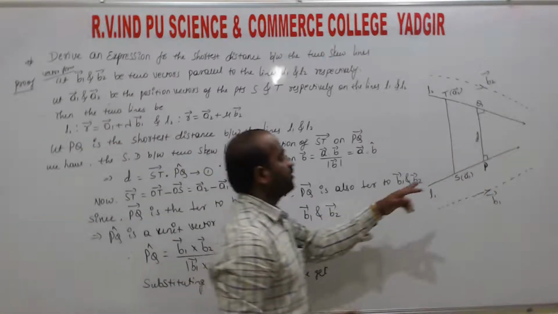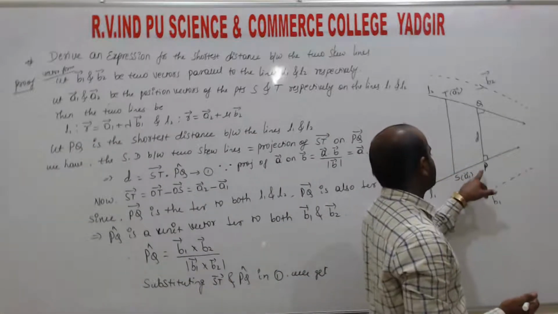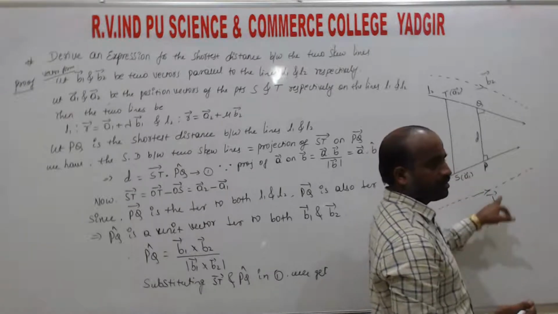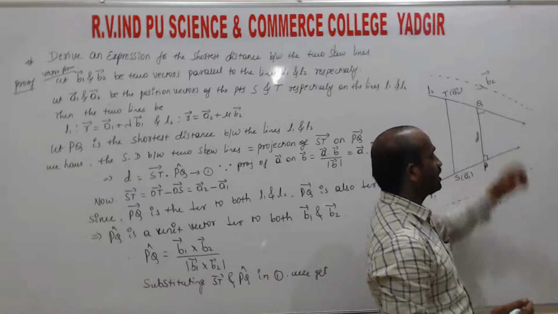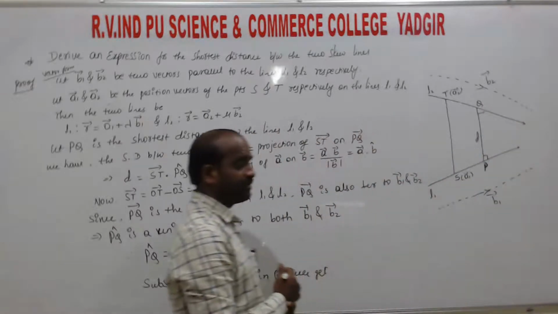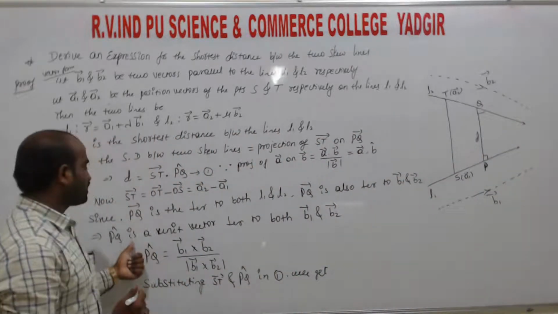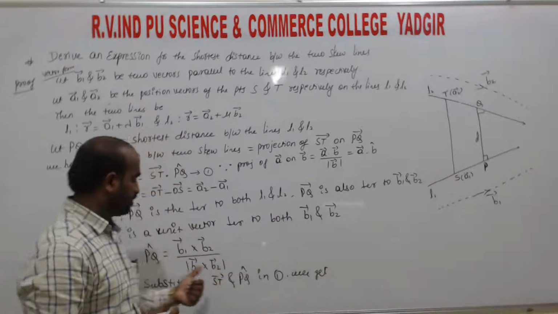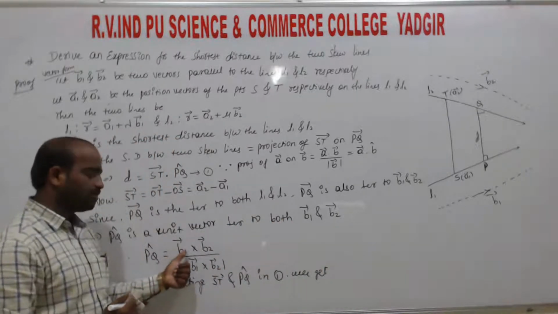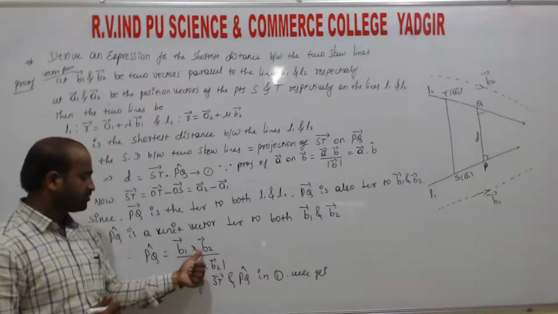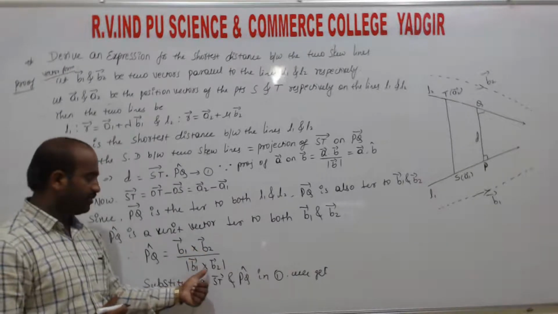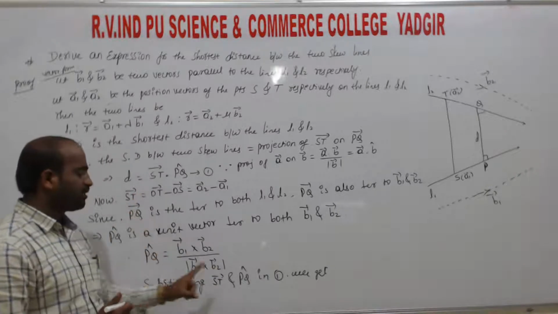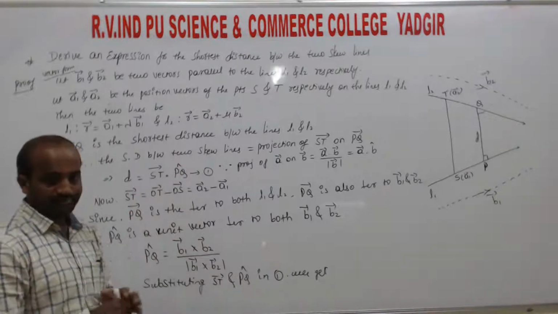Next PQ vector is perpendicular to both L1 and L2, and also perpendicular to both B1 and B2, because they are parallel to the lines. PQ cap is a unit vector perpendicular to both B1 and B2. Therefore, PQ cap is equal to B1 cross B2 divided by magnitude of B1 cross B2. Substituting ST and PQ cap in equation 1.